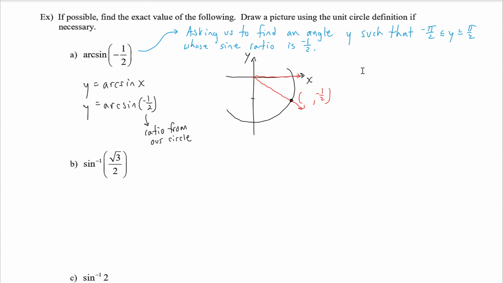Well, I know exactly which angle that is. That's where this is 30 degrees. So this is -π/6. Right, we've been doing these angles for quite a while now. So the angle I would need to draw that's between -π/2 and π/2 that gives me the sine ratio of -1/2 is -π/6. So arc sine of -1/2 is -π/6.